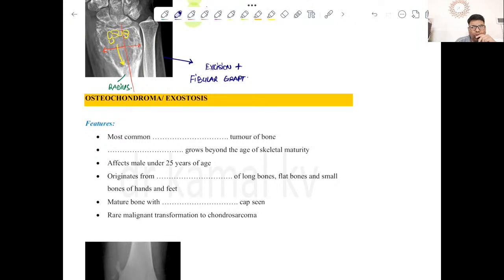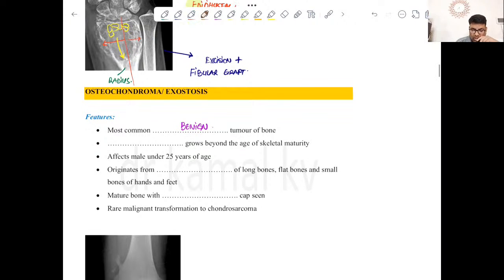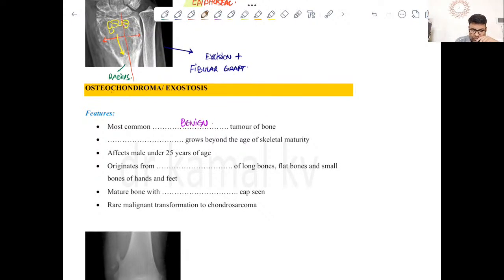And one fact we have already discussed while discussing osteoid osteoma, that it is the most common benign tumor of bone. Now I have excluded the word primary here. So it means we are not taking the condition which is originating from the bone itself. Now here you are again getting this word chondro. So it means there is some term related to cartilage.